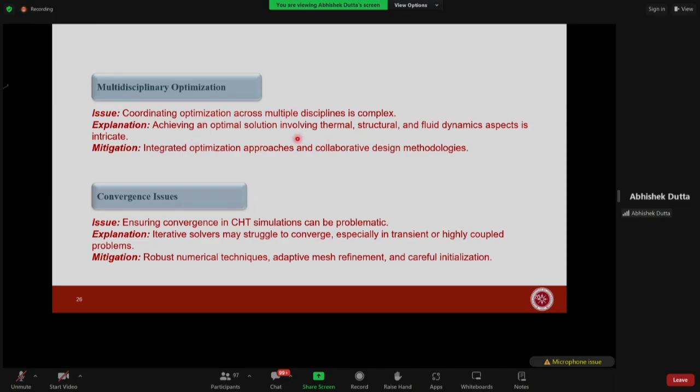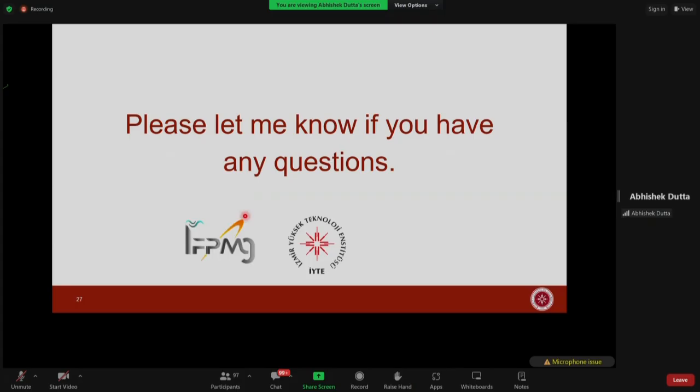Multidisciplinary optimization, I think I've talked about this. When you have multidisciplinary, thermal, structural, fluid, and let's not make life complicated. So these are big challenges, actually, and these are the real challenges. When you want to study something on an industrial scale, of course, it is a multidisciplinary optimization problem. In one case, you may have thermal, structural, and fluid dynamics problems as well. Convergence issues I have already explained. So that's all, guys, from my side.